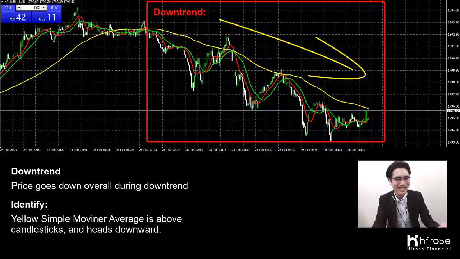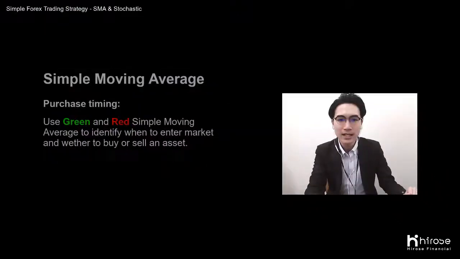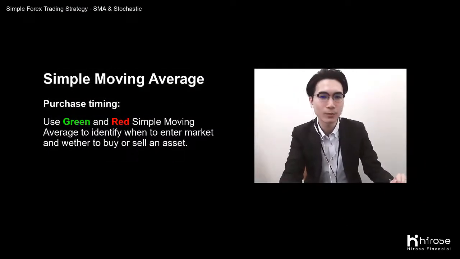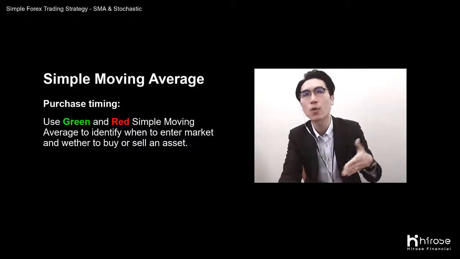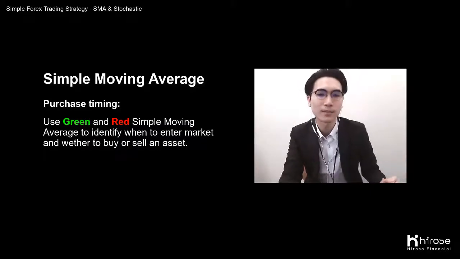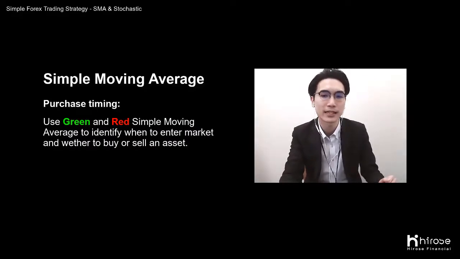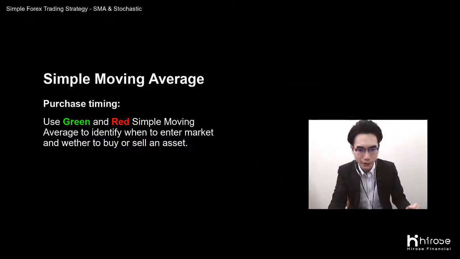So it's pretty easy. Next we'll move on to the purchase timing when using the simple moving average. For the purchase timing, we will be using the green and red simple moving averages. By using these two simple moving averages, we will be able to identify whether we should place a buy order, a sell order, or when to place orders. All these questions can be answered by using the red and green simple moving averages.